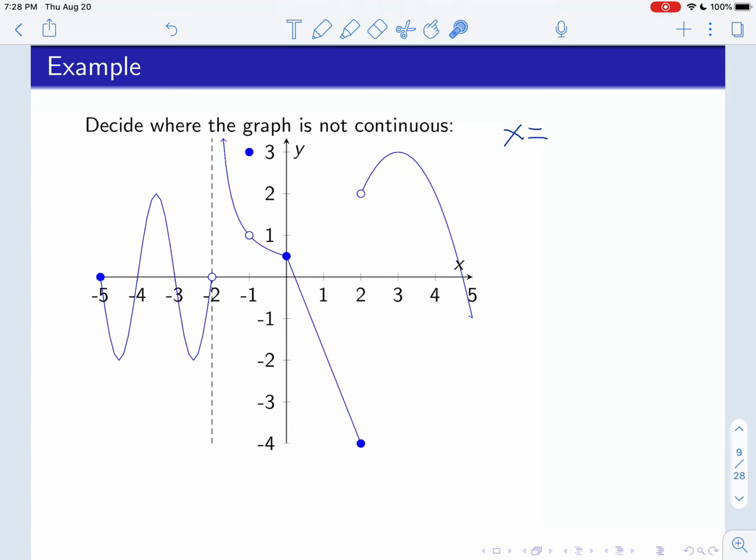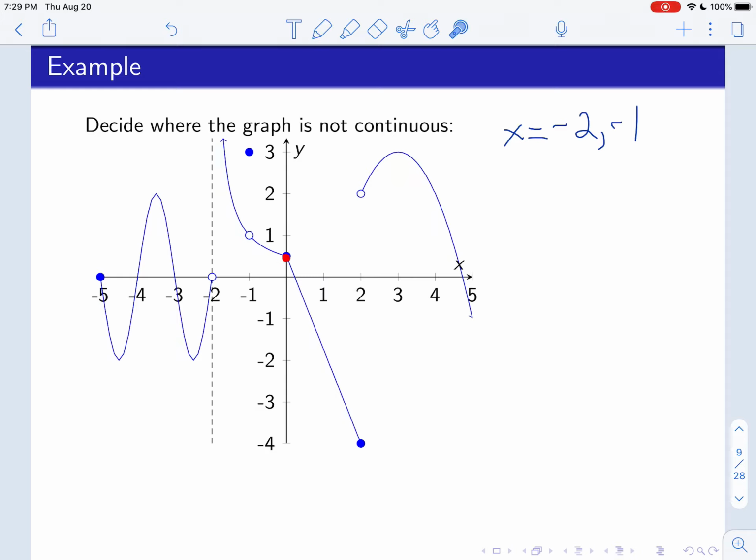Well, let's see. So I can follow my graph up until I get to -2. And at -2, I have to pick my pencil up. So it's not continuous at -2. And I keep following my graph, and I have another hole at -1. Have to pick my pencil up again. It's not continuous at -1.